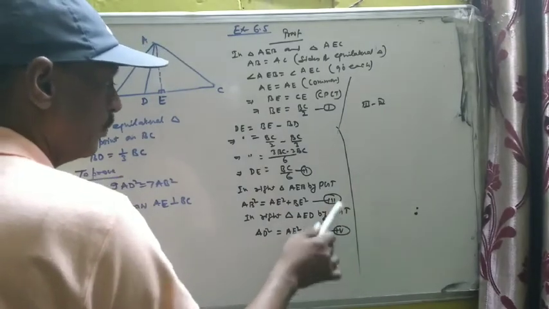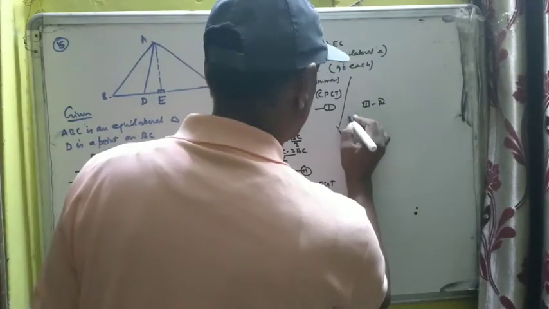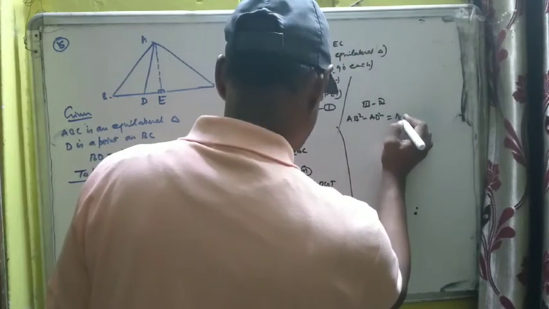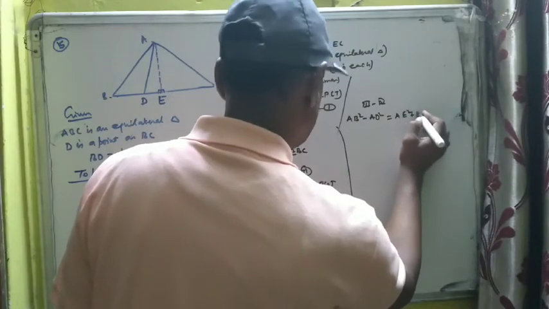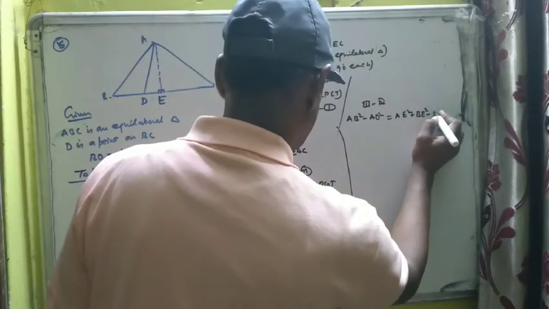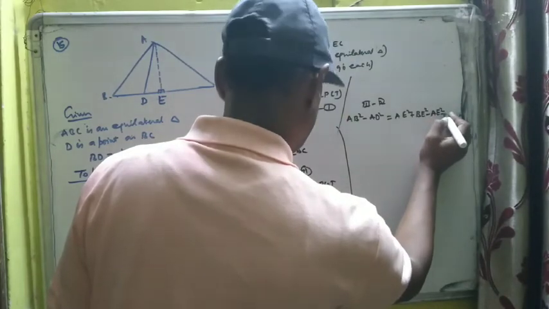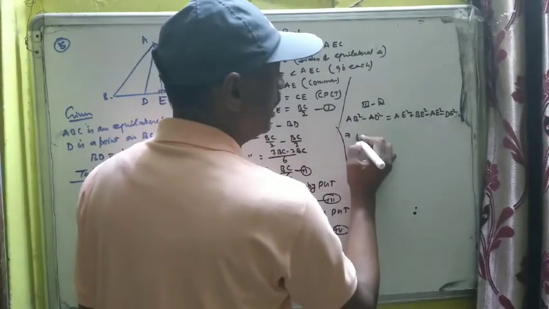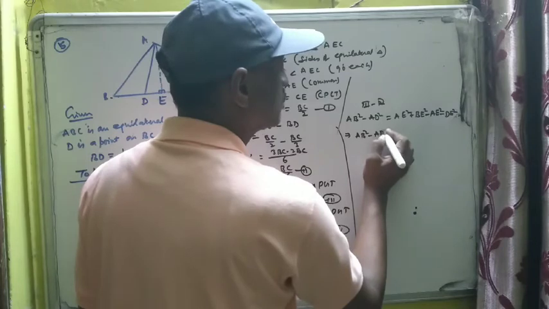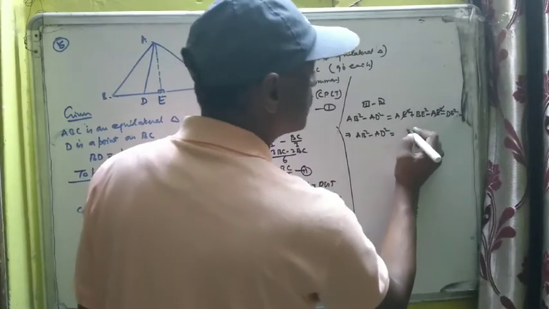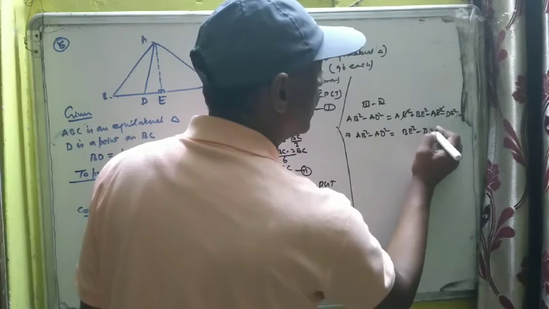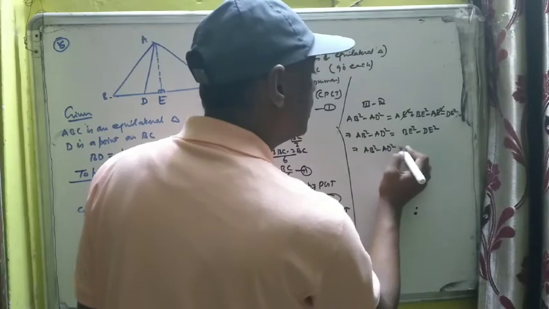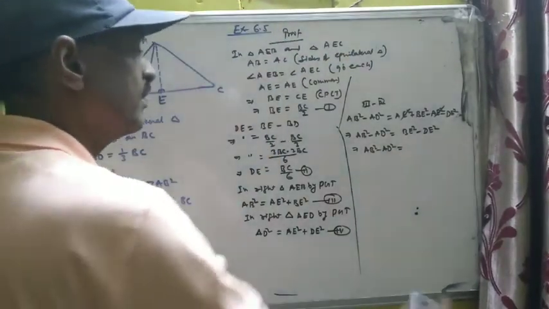Equation 3 and 4. By doing this we will get AB square minus AD square equal AE square plus BE square minus AE square minus DE square. Now see, it will be AB square minus AD square equal, AE square is cancelled, BE square minus DE square. We have to put here the value of BE and DE.